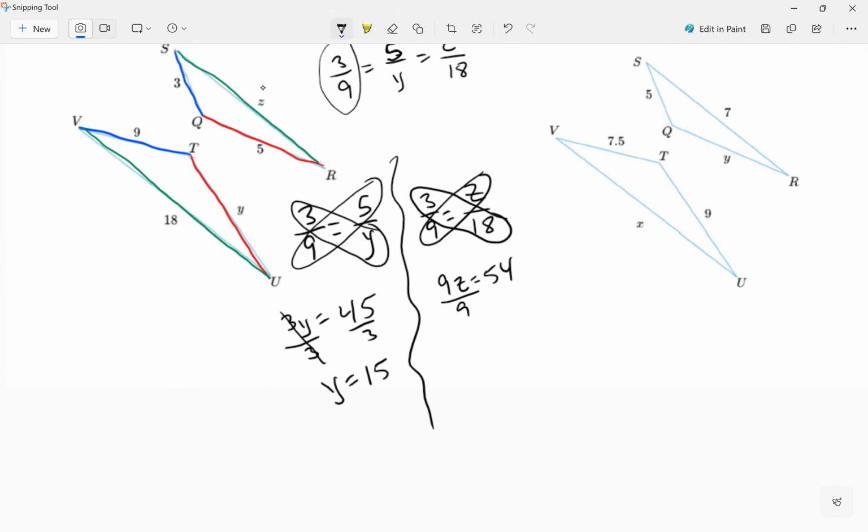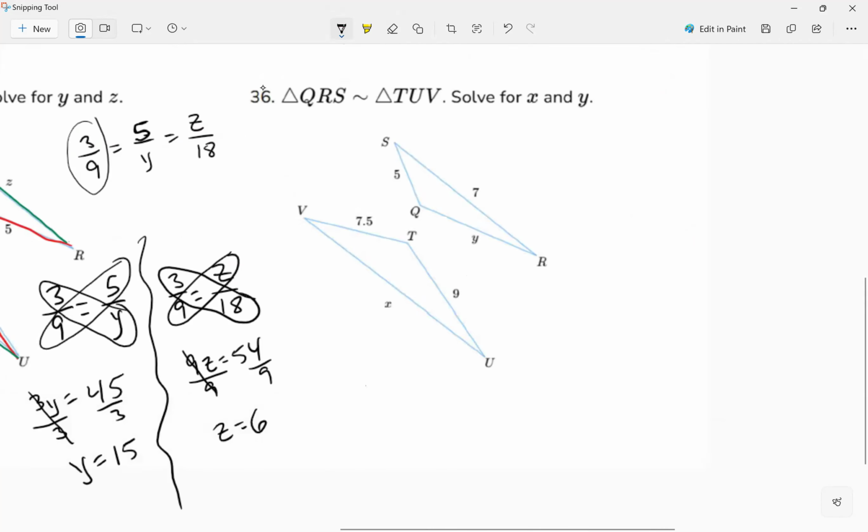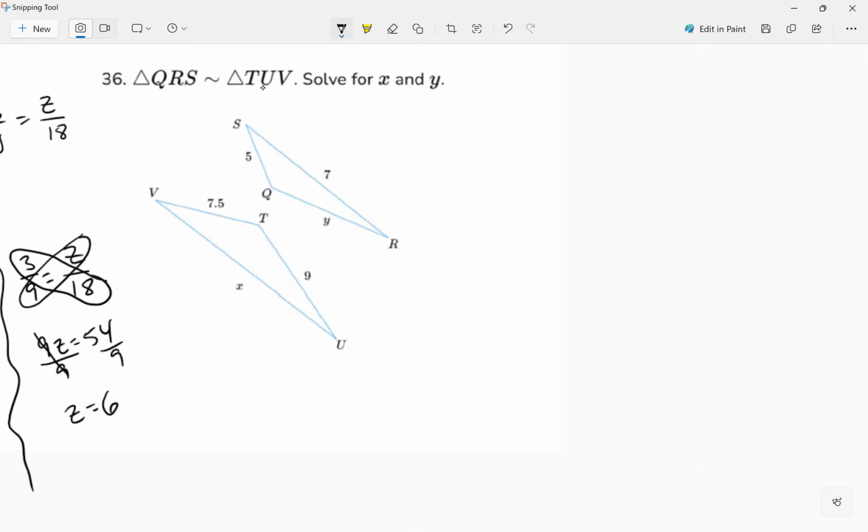Now let me divide both sides by 9. That way I get 1z. 54 divided by 9 is 6. So y is equal to 15. Z is equal to 6. I just type in my answers. There we go. Let's take a look at number 36.